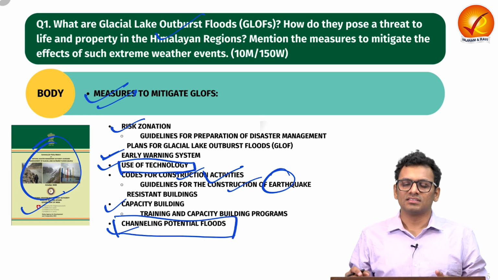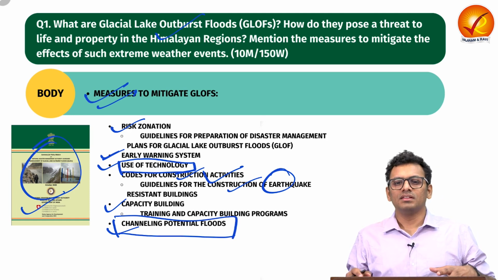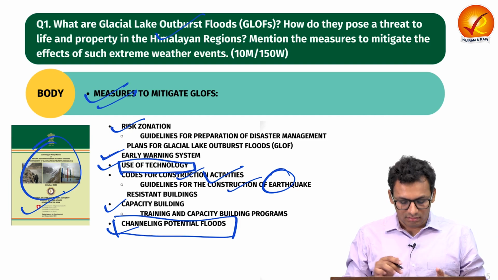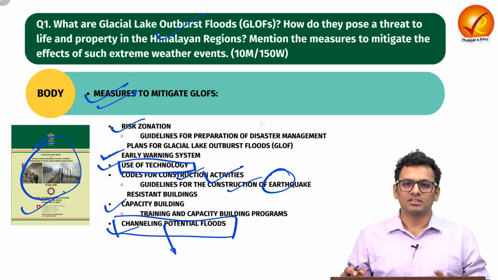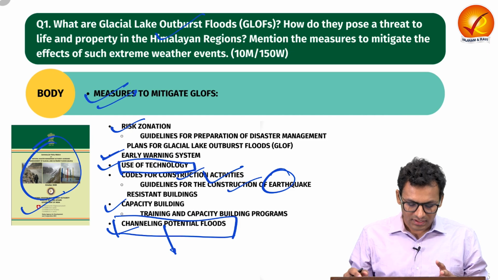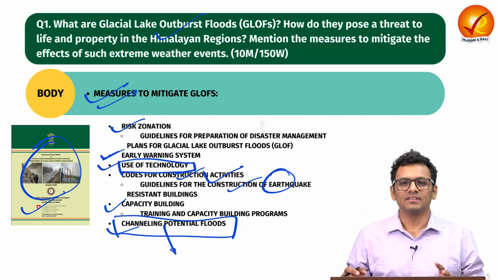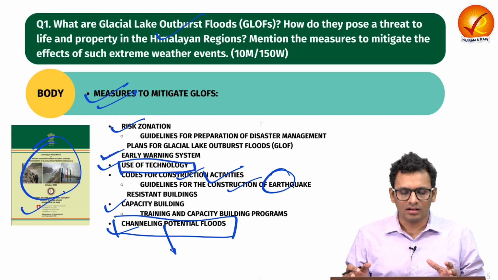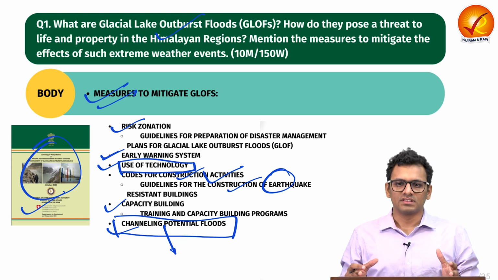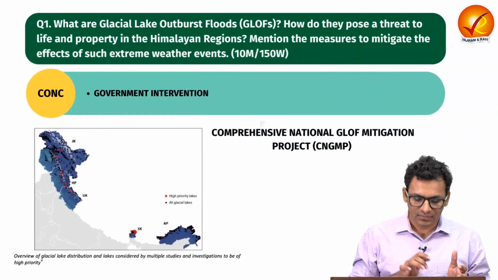Now we do understand that certain kind of events are inevitable, and thus there should be certain kind of technological infrastructure in place which can channel the flood in such a way that it is not creating a higher impact, a disaster kind of situation. So that is there for the measures.